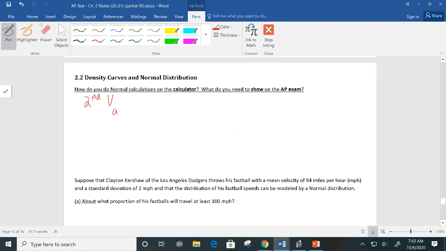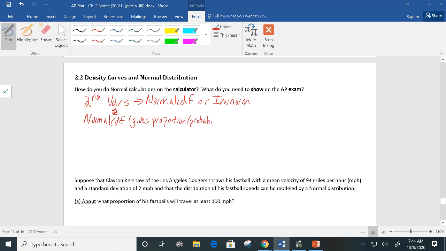Okay. So we're going to be going to second and vars on the calculator. And under second and vars, there's two options. We're going to be using NormalCDF or inverse norm, depending on what the question is asking us. CDF stands for cumulative density function. So we use NormalCDF when we're asked the questions about what proportion of values are between this and this, what's the probability. So NormalCDF gives us the proportion or the probability.